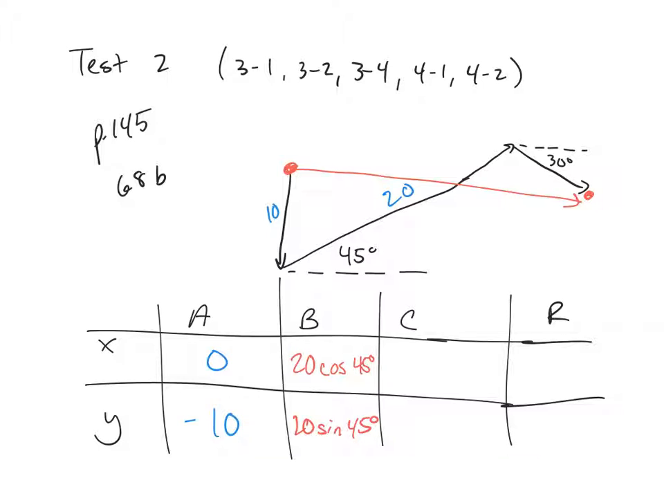And then here, I got to know that it's 0 and 10 or whatever it is because of the way it's drawn. It's drawn straight down or straight up. It's only in the y.